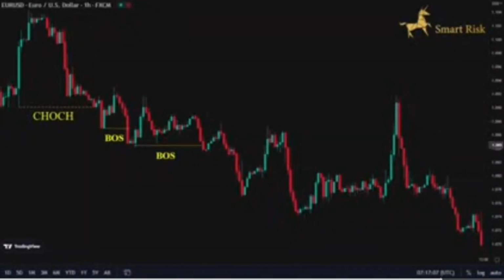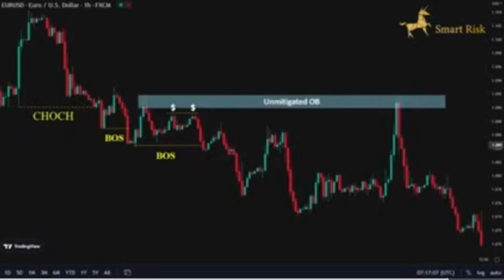Here's the truth most traders never realize. The market doesn't move randomly. It moves from liquidity pool to liquidity pool. Smart money needs fuel for their big moves, and that fuel is your stop loss, your breakout entry, your obvious pattern trade. Once you start seeing the market through the lens of liquidity, everything changes.